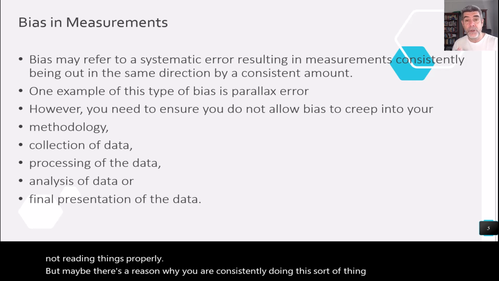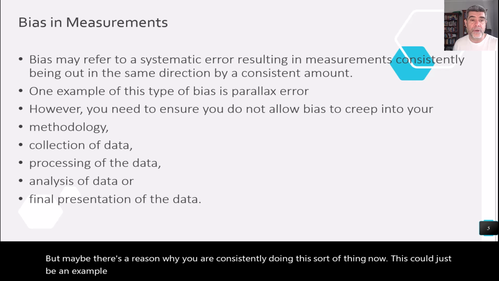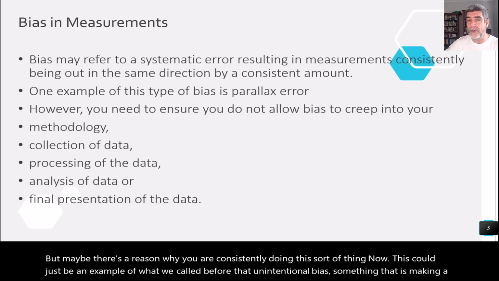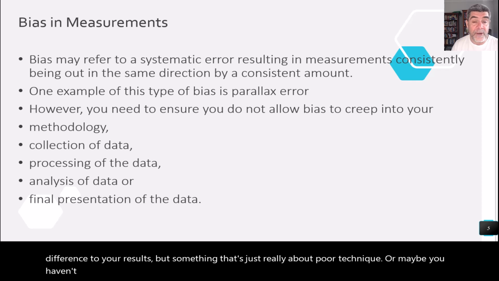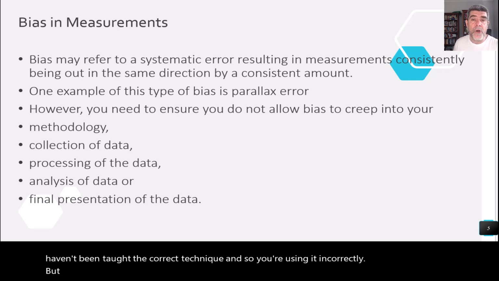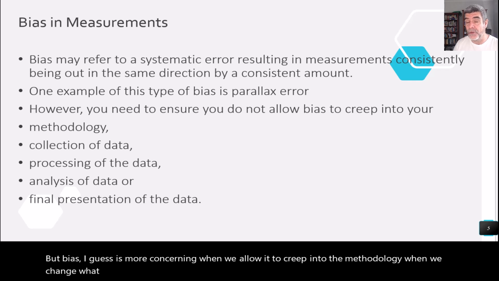Now, this could just be an example of what we called before that unintentional bias, something that is making a difference to your results, but something that's just really about poor technique, or maybe you haven't been taught the correct technique and so you're using it incorrectly. But bias, I guess, is more concerning when we allow it to creep into the methodology, when we change what we're going to do because of an expected finding.